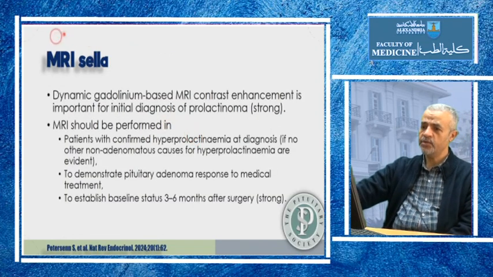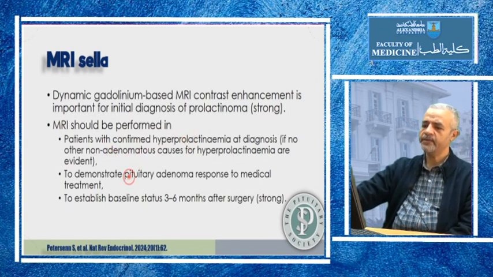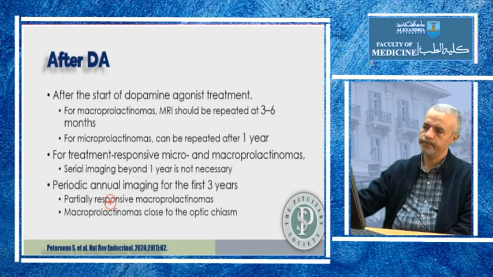The imaging of choice for a prolactinoma would be an MRI sella. It has to be dynamic, gadolinium enhanced. So the MRI should be performed in a patient with confirmed hyperprolactinemia if non-tumoral causes have been excluded. If you have started medical treatment for a patient with a prolactinoma, to assess the response to medical treatment, and if a patient with prolactinoma was subjected to surgery, to follow up the results of the surgery.